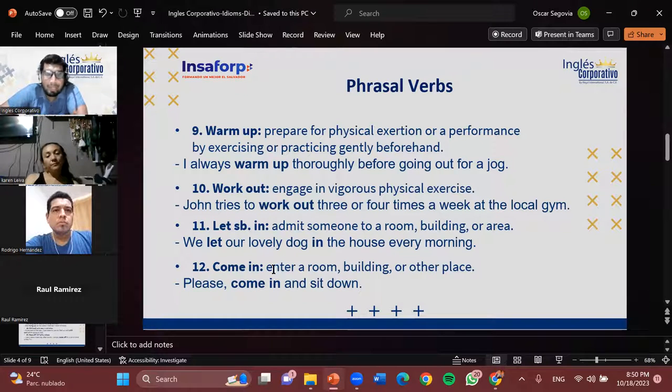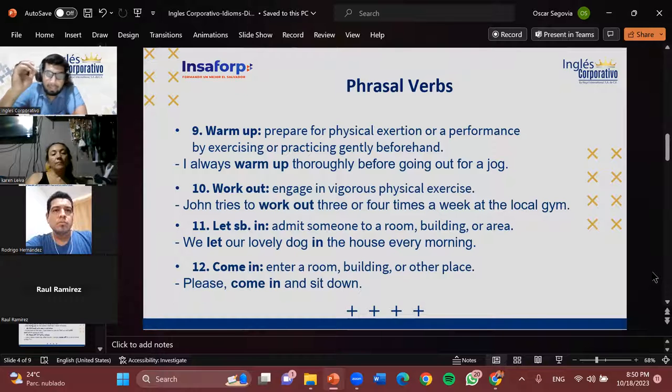Now we have come in. Come in is another one that is very easy. Come in: enter a room, building, or other place. Please come in and sit down. So come in is simply when you invite someone to come. So let in is when you allow it. Come in is when you invite.